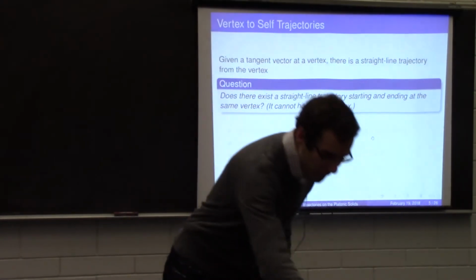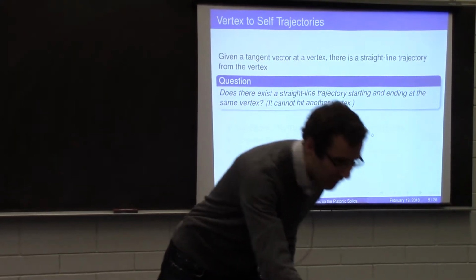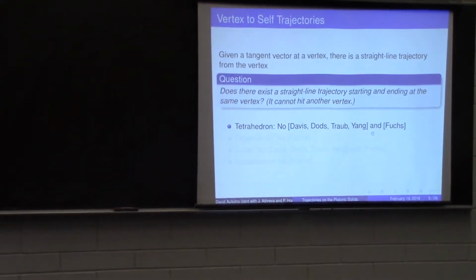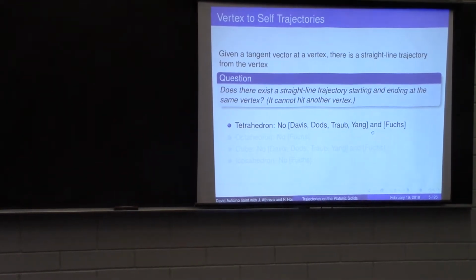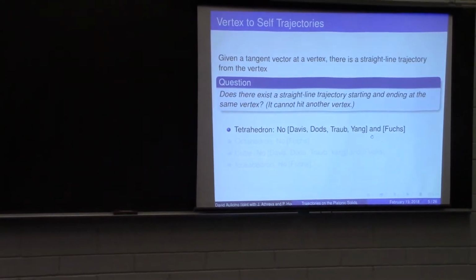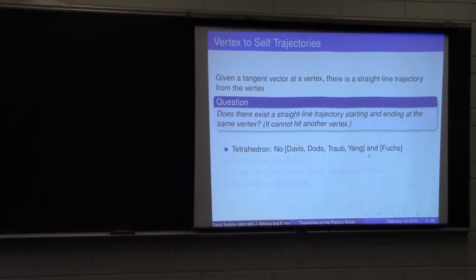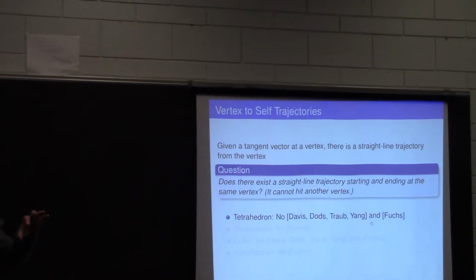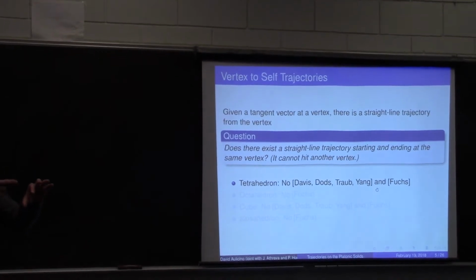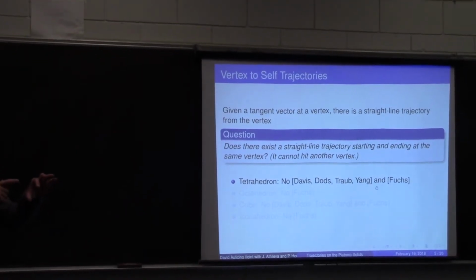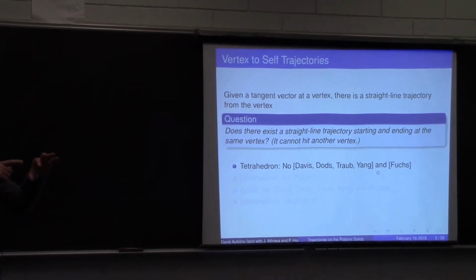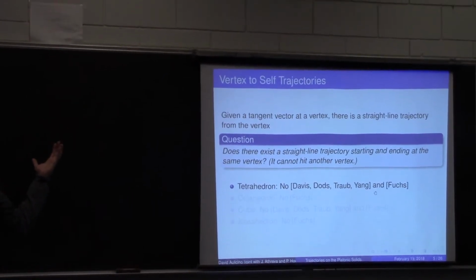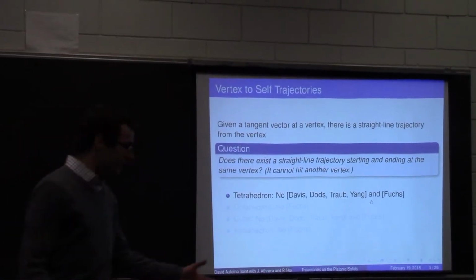And so, well, this was already answered for the tetrahedron. The answer is no. That was a result of Davis, Dodds, Traub, and Yang, and then independently Fuchs later gave a different proof. And you should step back and think about this for a second, because to some extent this is surprising, right? Because here we have a vertex on our tetrahedron, and there's an infinite number of trajectories of tangent vectors that we could possibly go in. And we're saying that no matter what you do, you have to hit either one of the three other vertices or just start wrapping around this thing and never come back. So, okay, the answer to that is no.